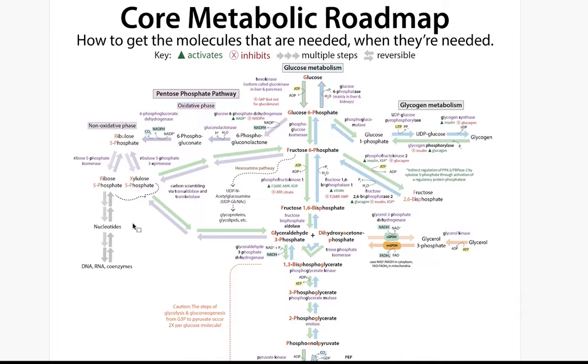And so instead, you just shift things around. There's a lot of isomerization and transferring carbons from one molecule to another, but not energetically costly. And so you can go back and forth between these. And so this non-oxidative phase of the pentose phosphate pathway is going to be useful for getting you nucleotides and DNA and RNA.